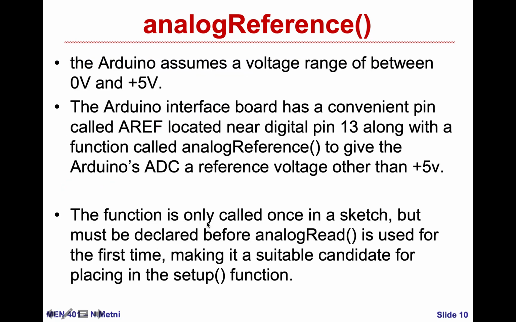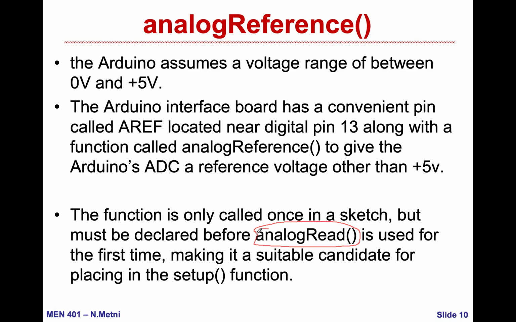This function is only called once in a sketch, but must be declared before you are reading, of course, in order for the analog to digital converter to know what its resolution is. It's not necessary to put this. If you do not put any analog reference, it will be taken as default to be 5. If you want to change this high, you will put analog reference.